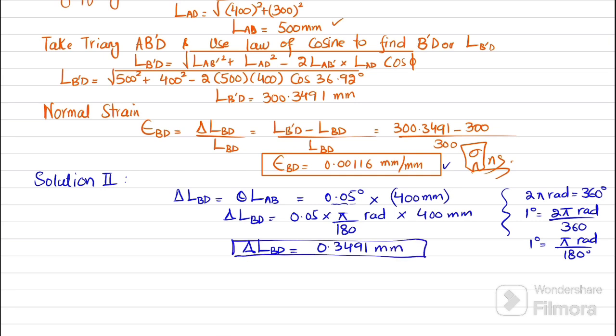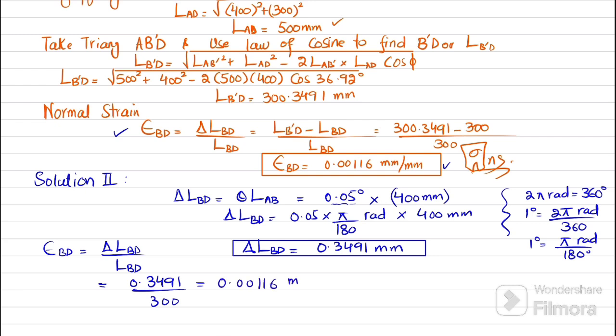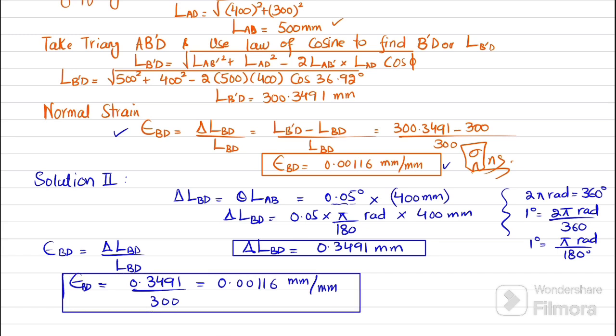Okay, now you have this change in length. Again you can use this formula that strain in BD is equal to change in length of BD divided by original length. So put the value: 0.3491 divided by 300 will give us 0.00116, and unit will be millimeter per millimeter, or it will be a dimensionless quantity. So again you can see both will give you the same result because this strain is very small. So by this way we can solve this problem in two different ways, and I have shown you.